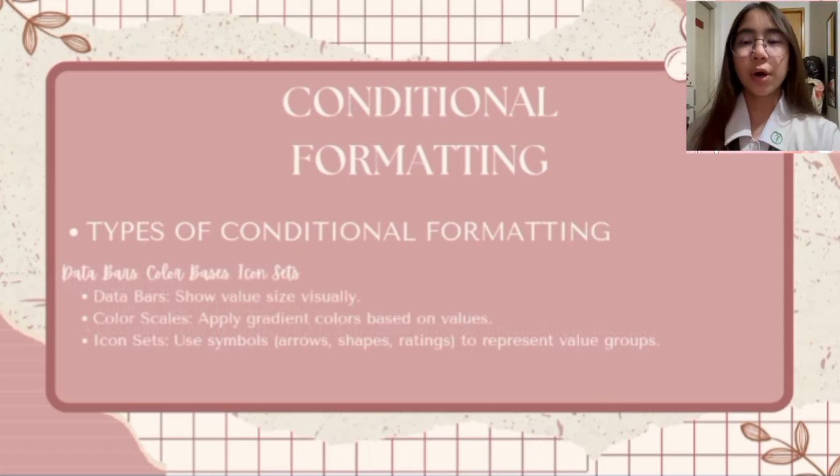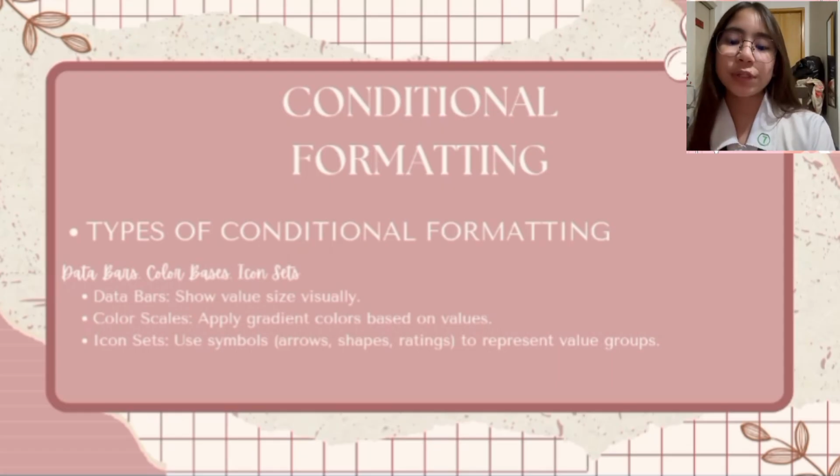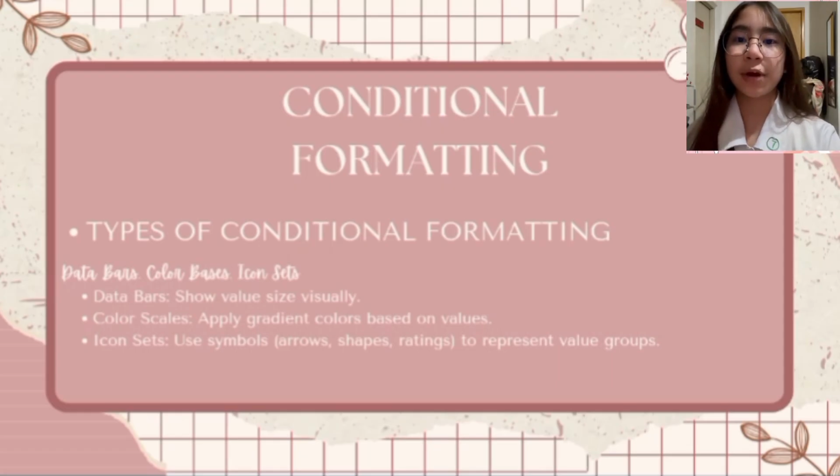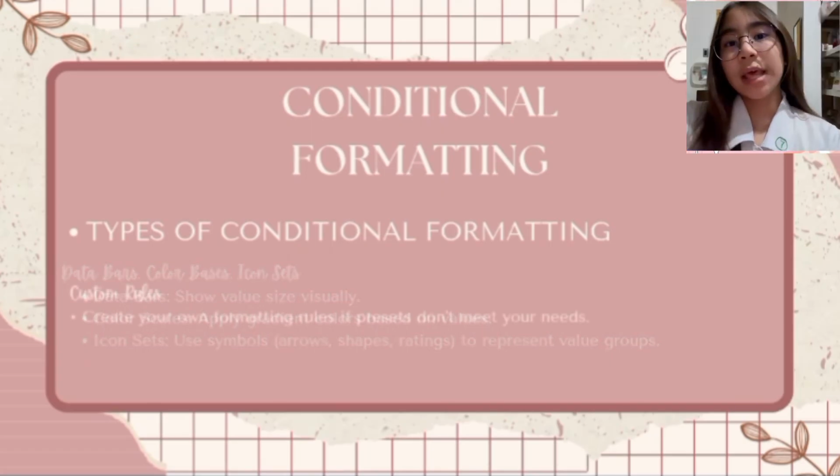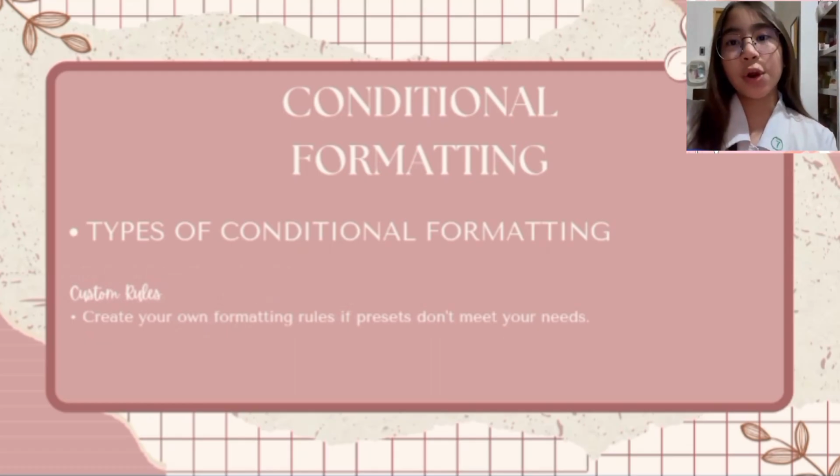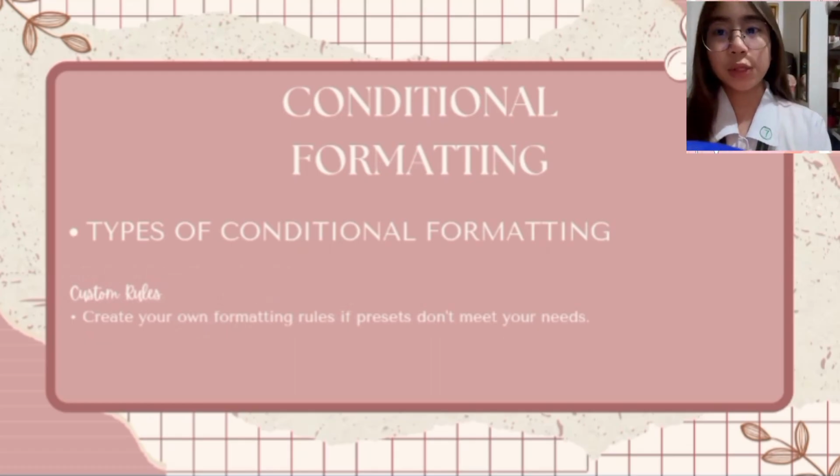And the third one is data bars, color scales, and icon sets. Data bars show value size visually, while color scales apply gradient colors based on values. Then lastly, icon sets use symbols, for example arrows, shapes, ratings, to represent value groups. Then lastly, custom rules. Create your own formatting rules if presets don't meet your needs.